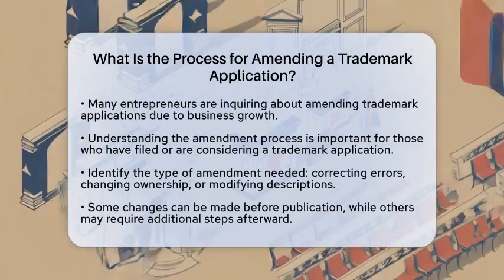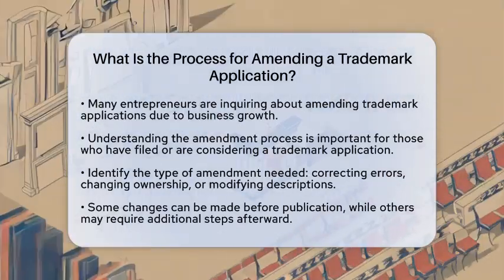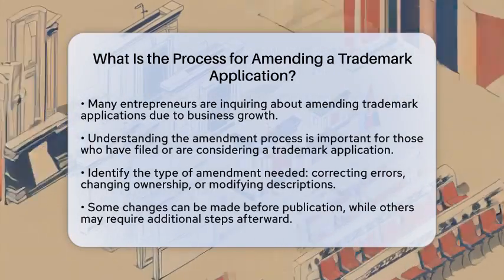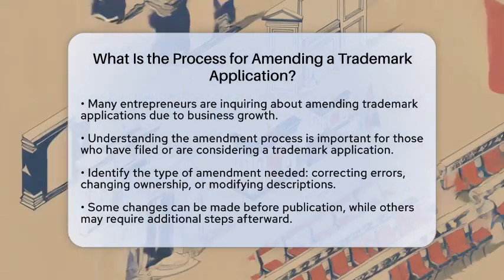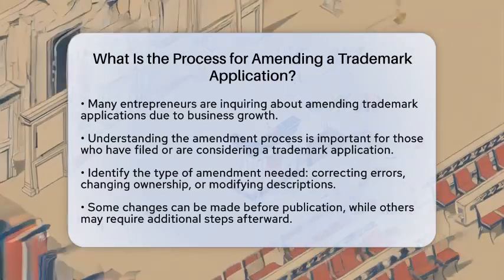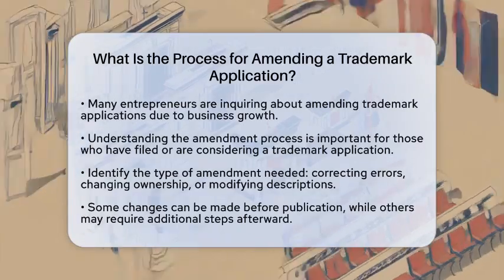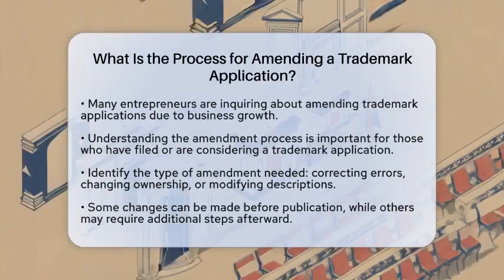First, it is important to identify the type of amendment you need. You may want to correct errors, change ownership details, or modify the description of goods or services. Some changes can be made before your application is published for opposition. Others may be restricted or require additional procedures after publication.